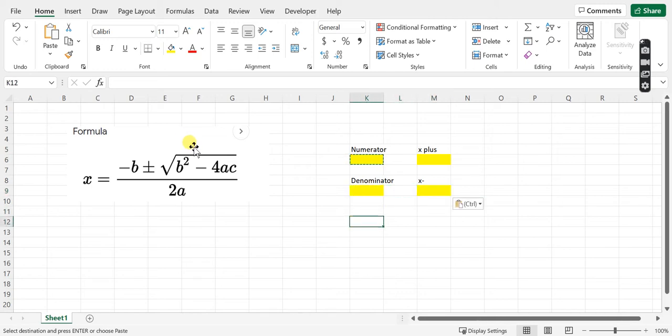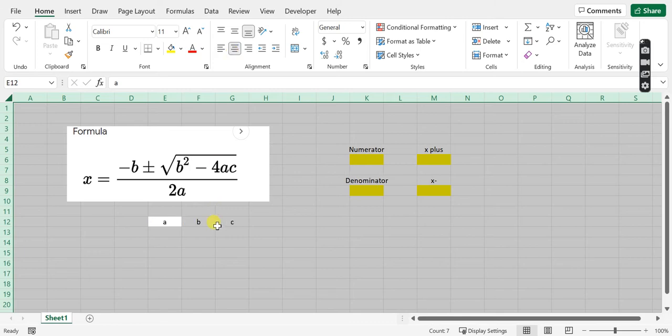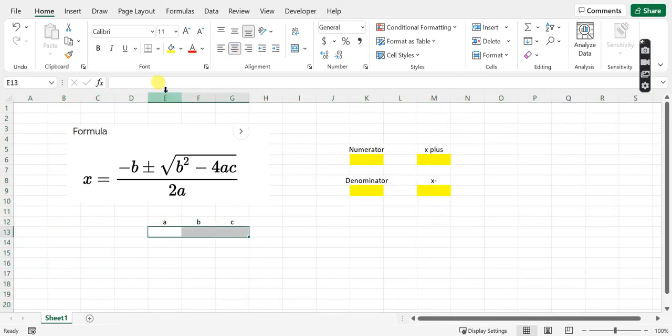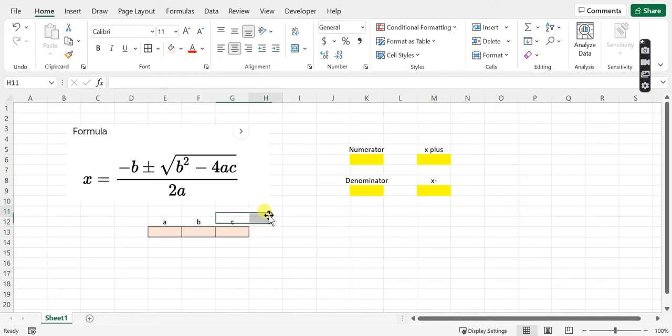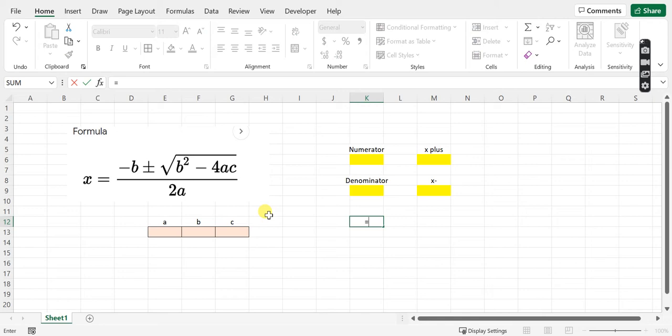Okay, so first up, we'll also have entry cells for A, B, and C. They can all be next to each other, that's all right. Center everything, make it look a little bit nicer. And we'll have this as a little grid, and we'll make that that color.